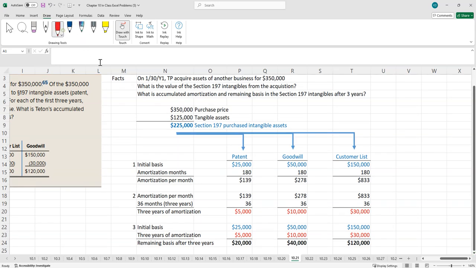All right, let's say we have Whole Foods and they buy Amazon. They pay $350, they get $125 worth of stuff, meaning $225 must be the intangibles. We break that out: 25 of it, 50 and 150. Then you just divide it by 180. That is how much amortization you get each month and what you would put on your tax return. So after 3 years, 36 months, $5,000, if it's on there for 25, and we amortized it by 5, its carrying value is going to be 20.